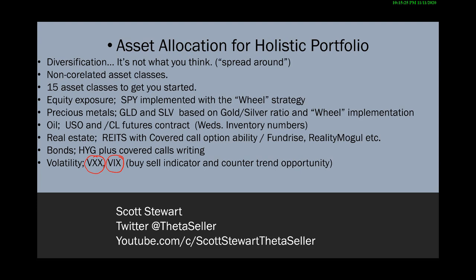We use the volatility indexes, number one, as a buy-sell indicator, okay? This volatility can tell us when we should be buying in the marketplace and when we should be selling in the marketplace. There is a saying in the marketplace that has to do with the VIX or the volatility index. And the saying is, when the VIX is high, it's time to buy. And when the VIX is low, it's time to go. Let's take a look at what that actually means.